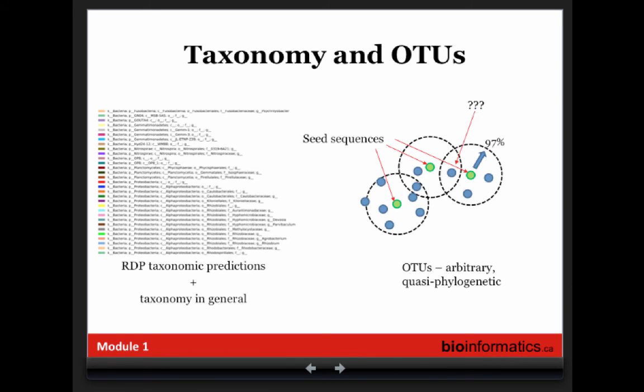So this is just to show the forming of OTUs by essentially drawing circles around a seed sequence. And if you're using an algorithm that's greedy, in other words, first come, first serve, then you could see cases where your sequence actually falls somewhere between two seed sequences. So sometimes this particular sequence could be assigned to this OTU, and sometimes it could be assigned to the other OTU.